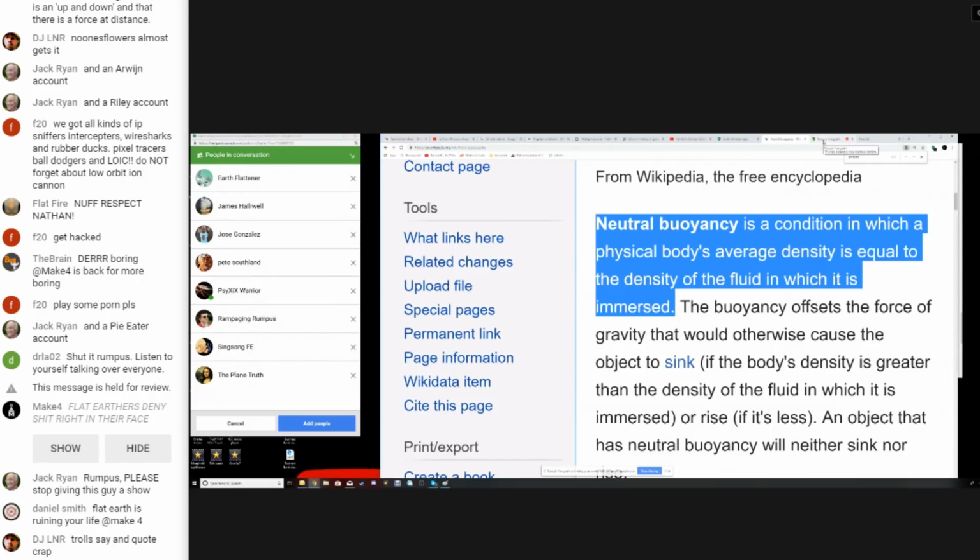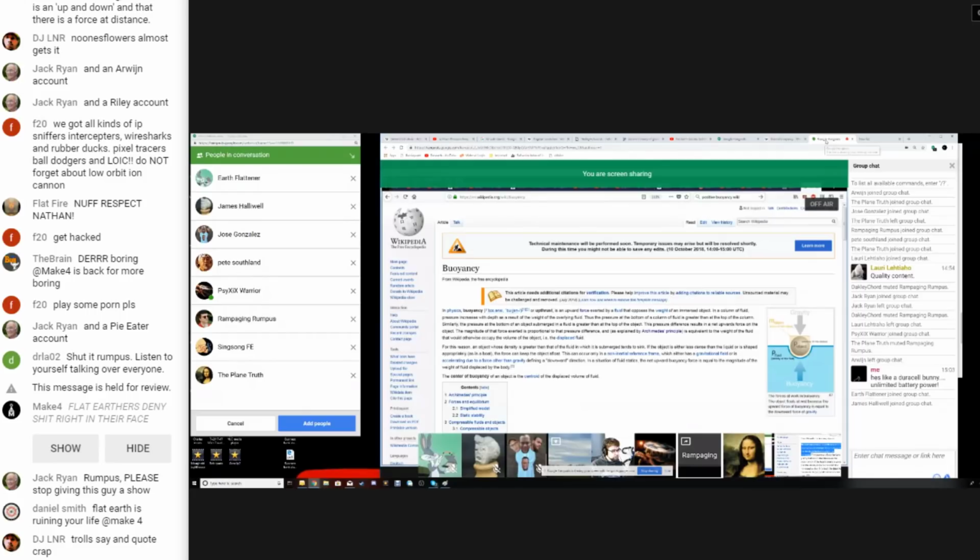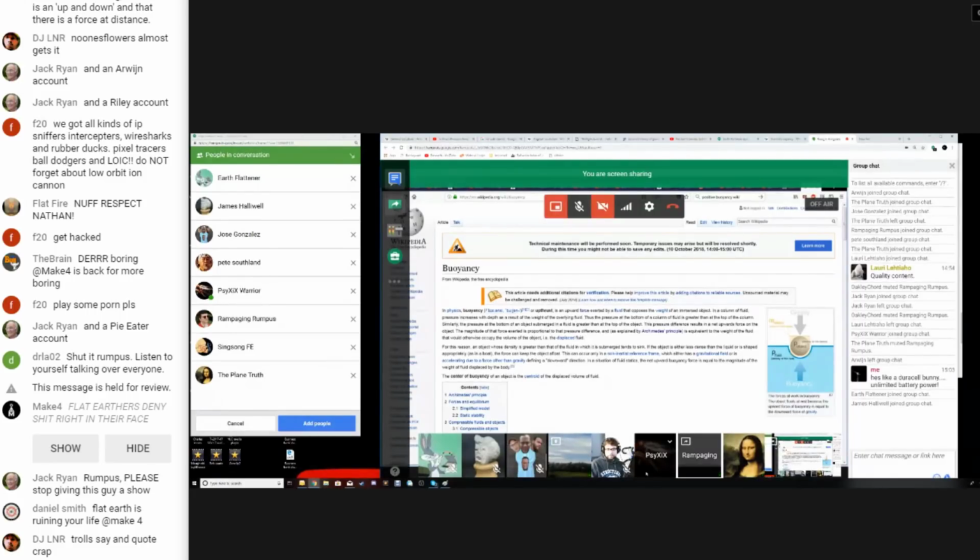See how many times he does it. Look up the definition of buoyancy. That's count 2, so that's twice he's done it. We're talking about neutral buoyancy. Rumpus desperately needs to move these goalposts so there are some forces at play. So that's count 2 for Rumpus saying, let's not look at neutral buoyancy, let's look at buoyancy so there are some forces at play.